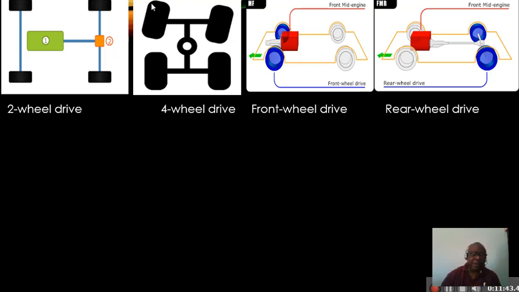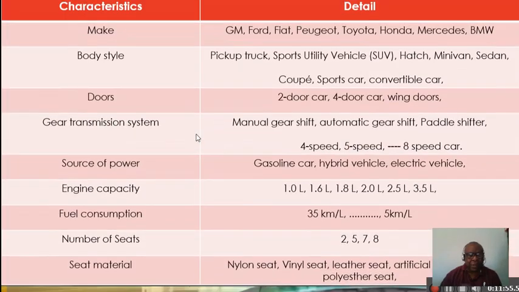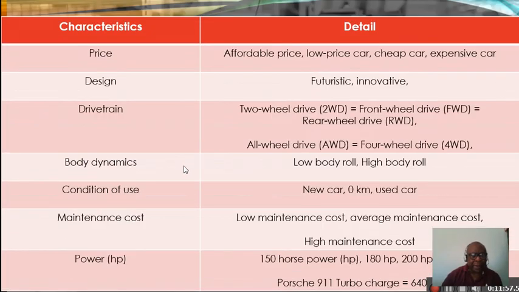If you want to turn left, all the tires will follow you and turn left. So this is what you call a four-wheel drive. All right, so let's see the other words we can use to describe a car.